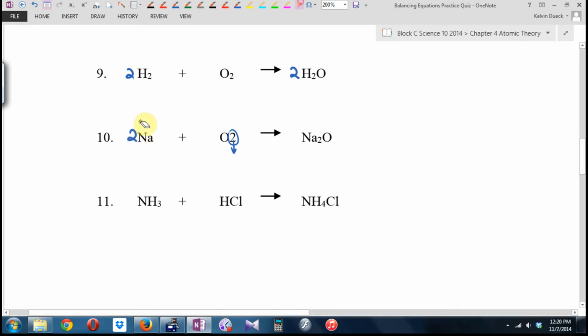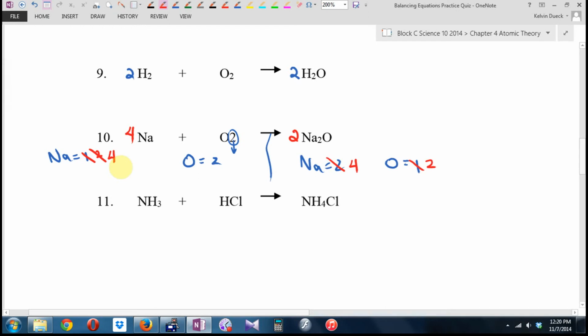Okay, this one's going to take more steps. I'm going to write this one out. Na equals 1, O equals 2, Na equals 2, O equals 1. So my first thought is to say I need 2 of those. That's great. And then my next thought is to say I need 2 of those. That's great. But whoops, that gives me 4 of those. Ha! I don't need 2 of those after all. I need a 4 right there. Is that right? Is it 4 Na plus 1 O2 gives 2 Na2O? Yeah.